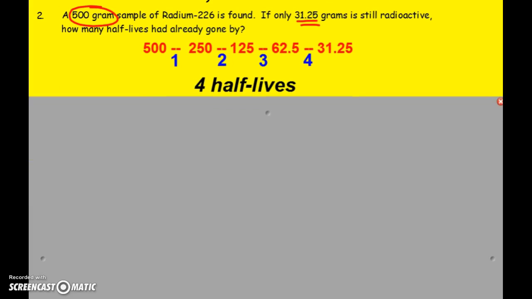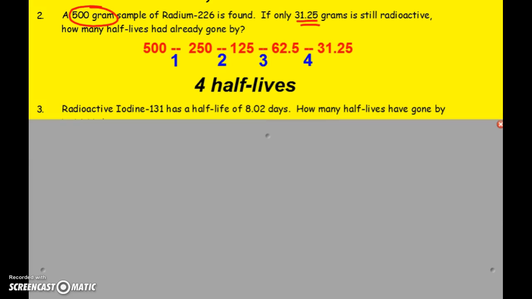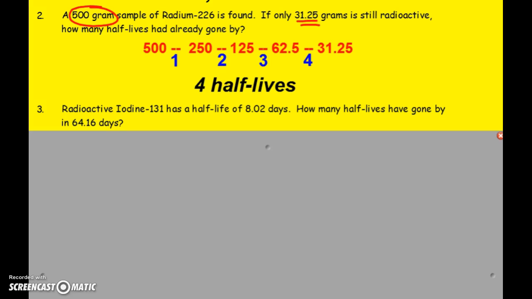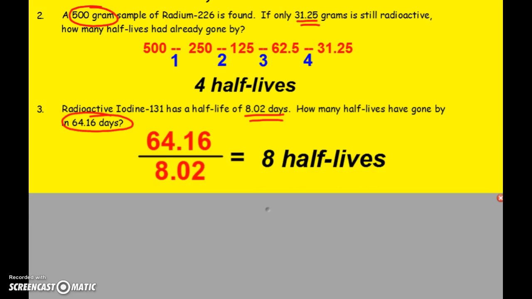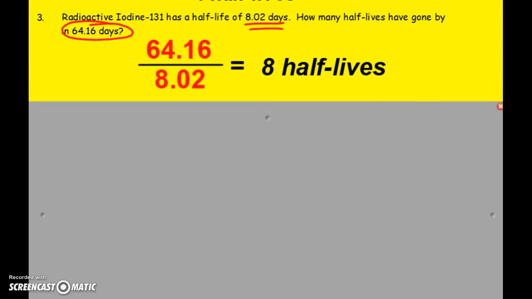Now the next question, we're going to use a couple different times for some other questions coming up. And it says radioactive iodine has a half-life of 8.02 days. How many half-lives have gone by in 64.16 days? So we have a total time, 64.16 days, and we have a half-life time. So when we take our total time divided by the half-life time, it tells us how many half-lives have gone by. And so we're going to need that for our next couple questions.